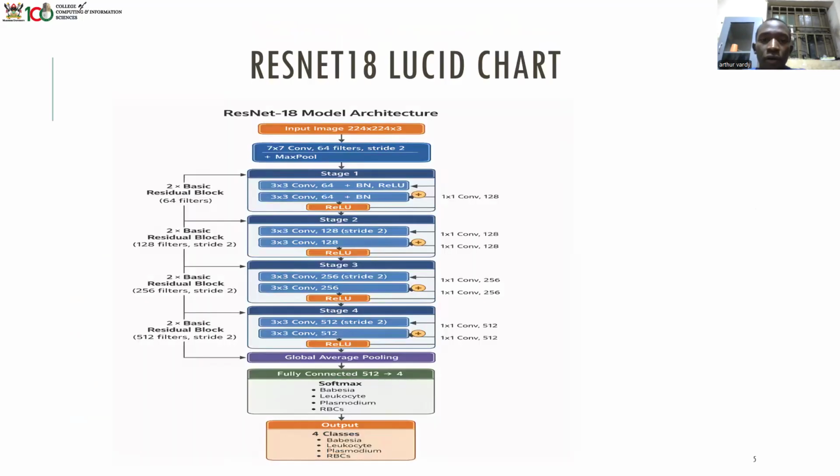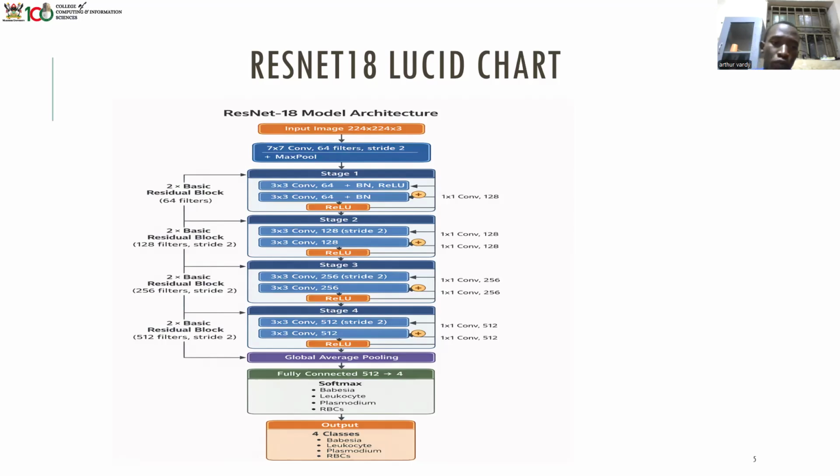So this is the Lucidchart for ResNet 18. Basically, we have the first step, which is the image input. We have our microscopic images. Before entering them into the model, they are being shaped to a particular size, which is 224 by 224. And then they go through the 4 layers that I mentioned earlier.